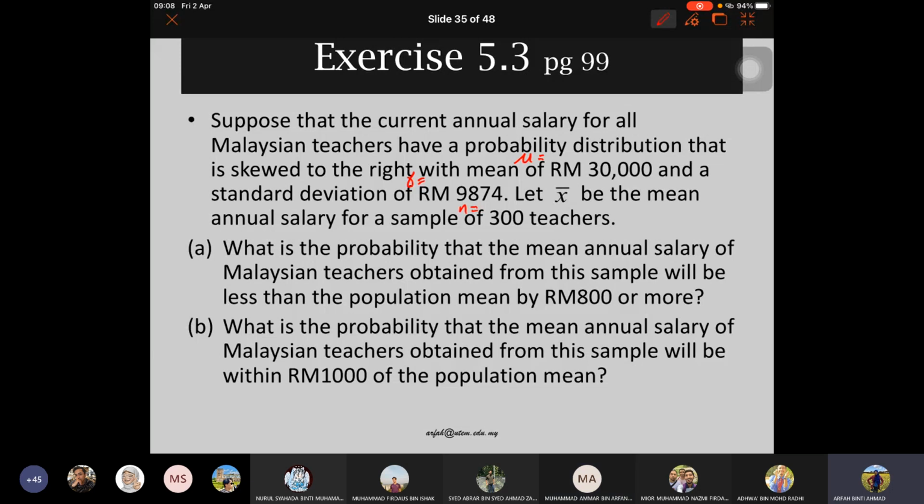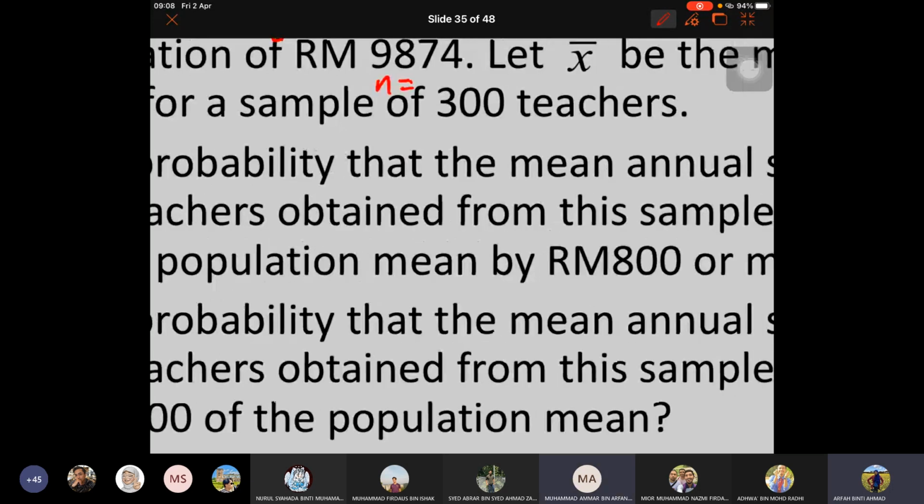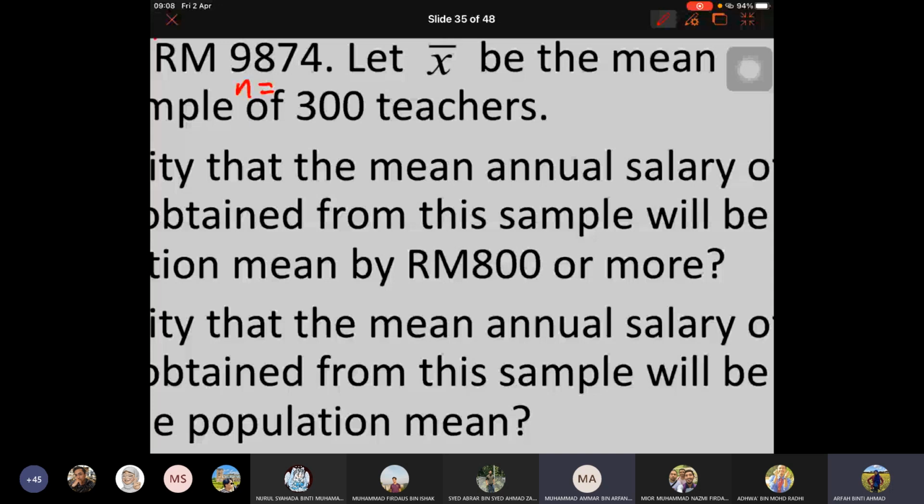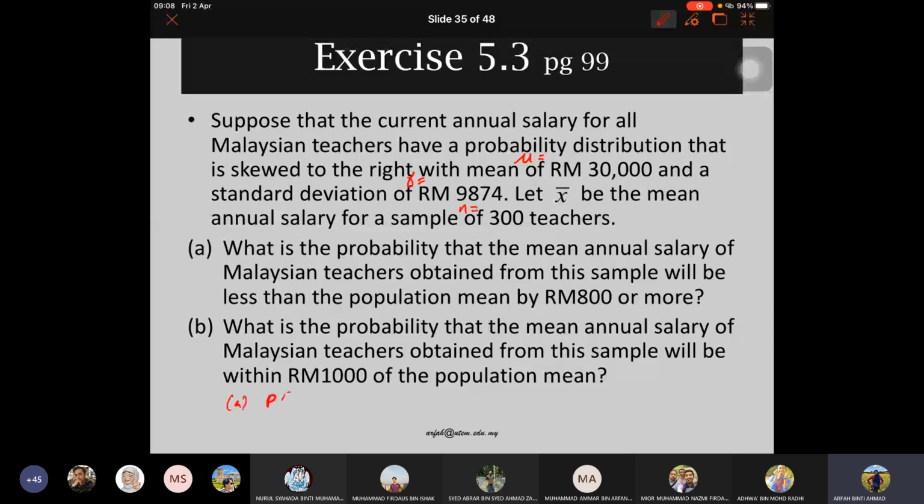The probability that the mean annual salary will be less than the population mean by 800. So, for A, we write the probability of X bar less than what? 30,000 minus 800, meaning 29,200. So find the probability that X bar is less than 29,200, and try to calculate the probability.